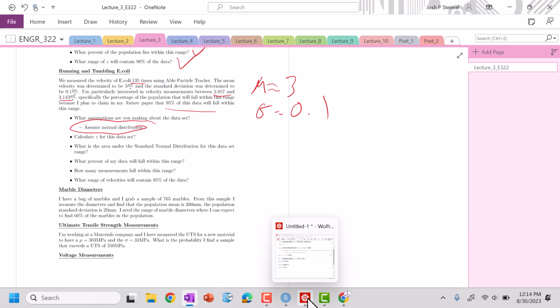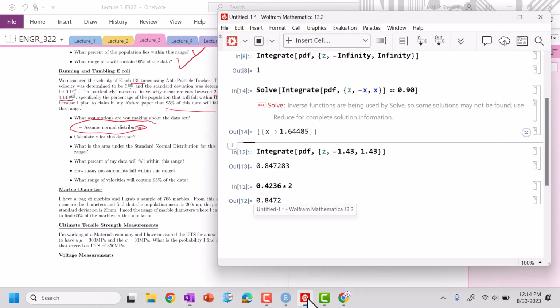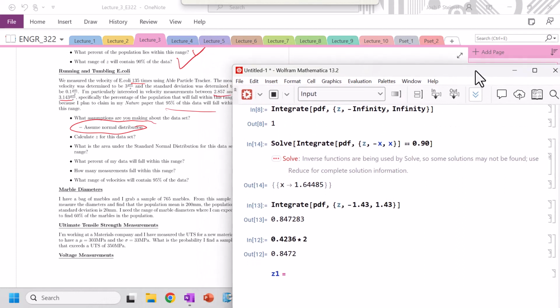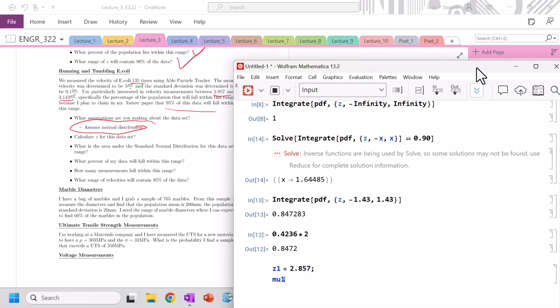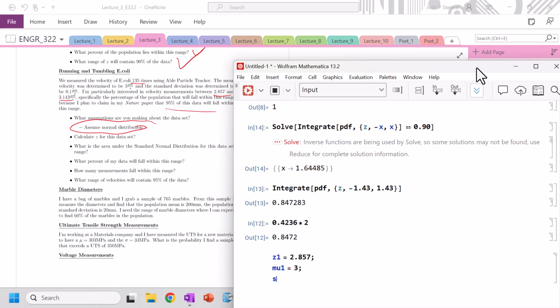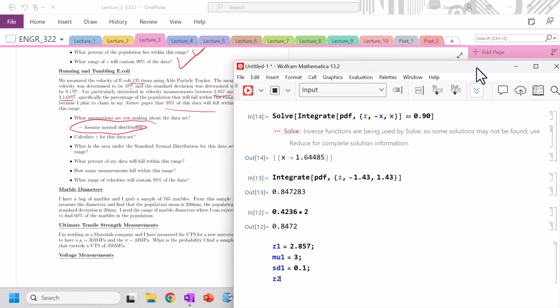We need a z value, because we're going to calculate the measurements that fall between those two values. So my Z1 value is equal to 2.857. I'm going to call this my mu for this problem, equal to 3. My standard deviation for this problem is equal to 0.1. And our Z2 is equal to 3.143. Actually, I'm not going to call this Z1. I'm going to call this X measurand 1, measurand 2.